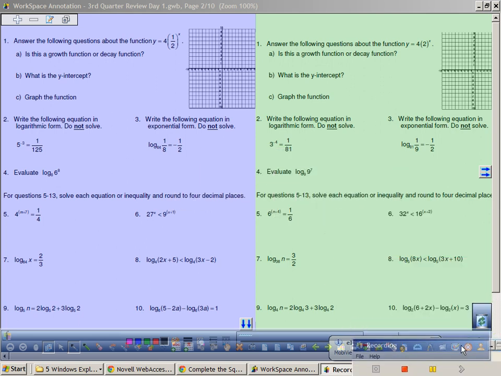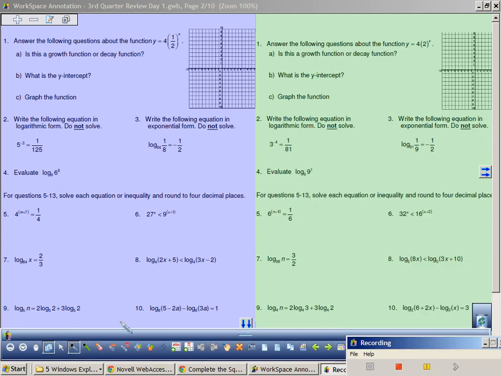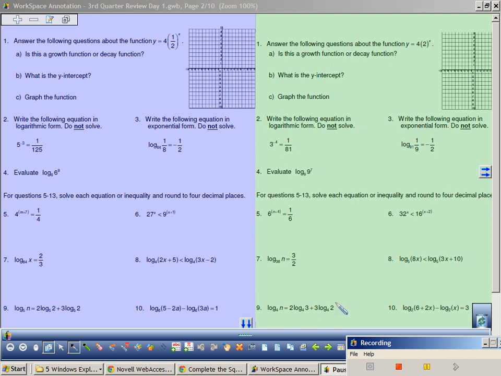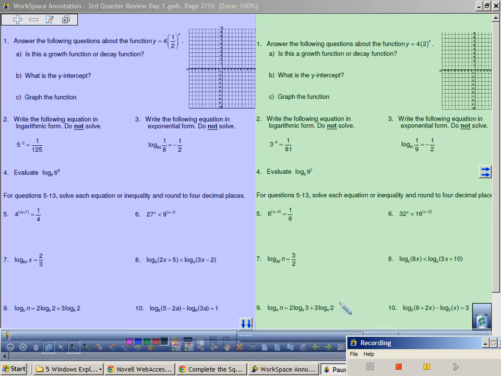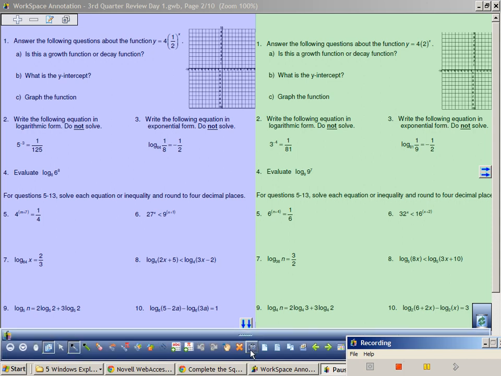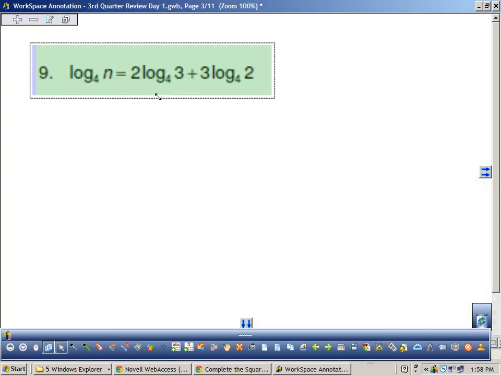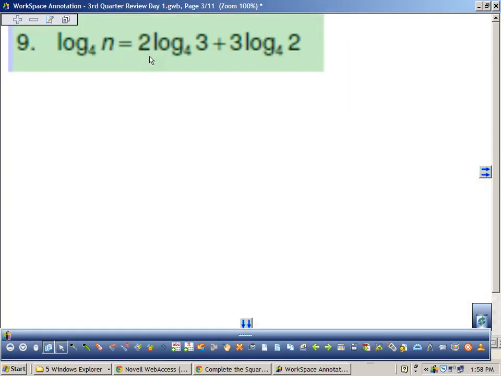Let's review our logarithm test. Who has a question for me? Yes. Number 9. Number 9, and which one? The green or the blue? Green. Number 9 on the green.